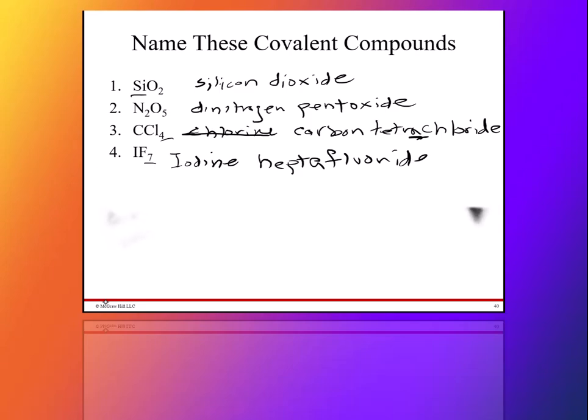I would say 90% of the students get this right on the exam. It's that easy. But spend the time on the ionic and the polyatomic ions.